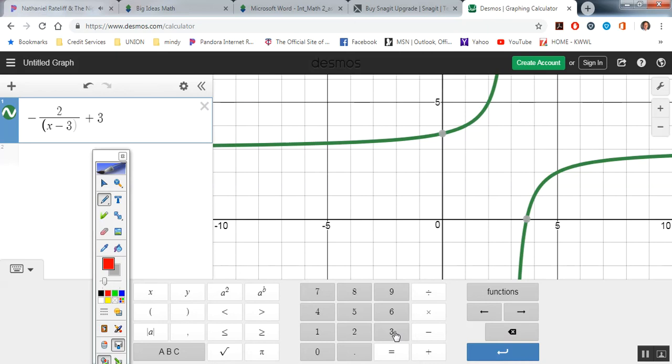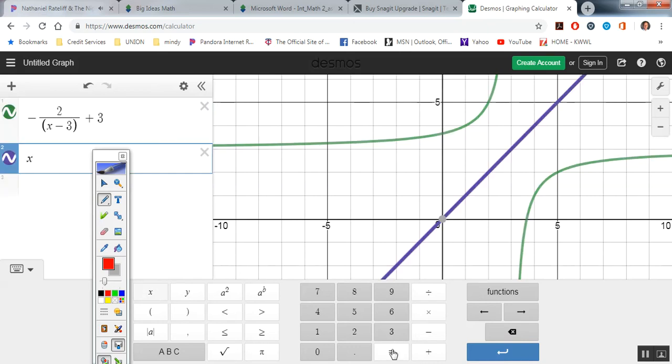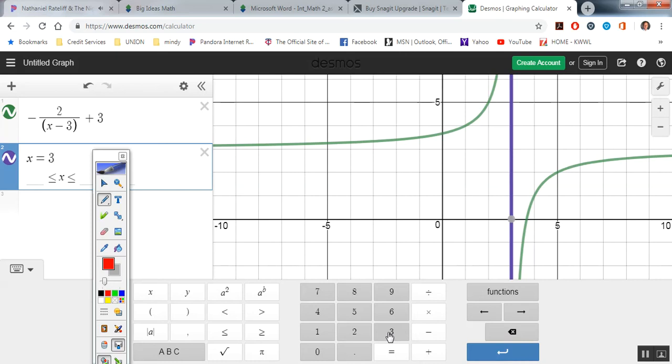Okay, now why does it go this way? Like if I let me put the asymptotes in there. What were our asymptotes? X equals 3, was that right? And y equals 3.